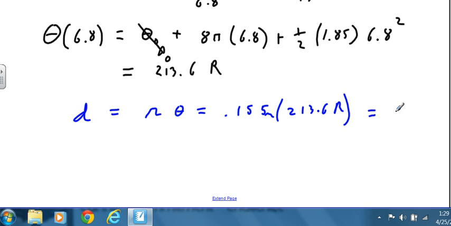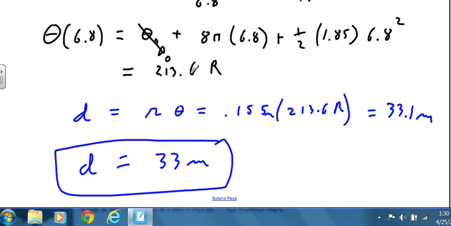Okay, so I got 0.155 times 213.6, and I got 33.1 meters. And then I ask myself, self, how many significant digits do I have? And I only have 2 significant digits, so my final answer would have to be 33 meters, because I only have 2 significant digits.